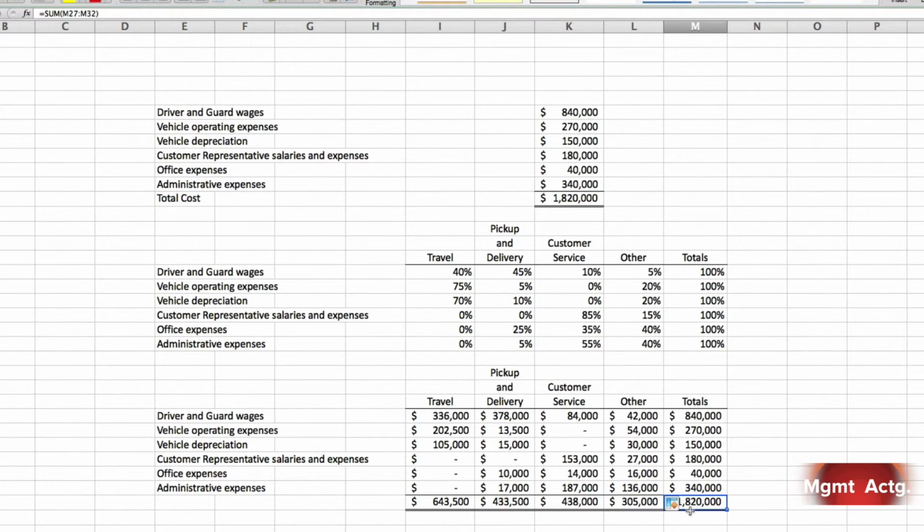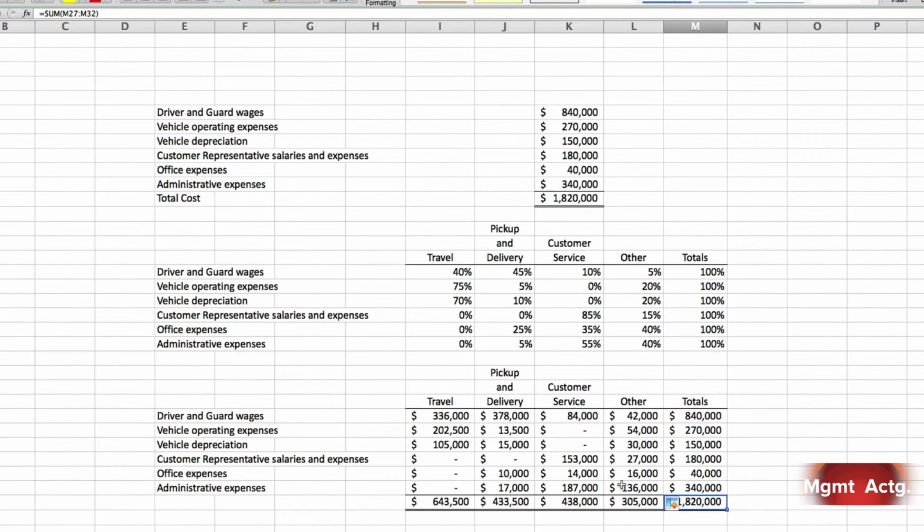So this is 1,820,000. We needed to apportion 1,820,000. Now, we can also add this cell across this way to see if it equals 1,820,000 as well. And it would, because all of these across equal all of these, and the sum of this column equals the sum of this column, so these must be correct.